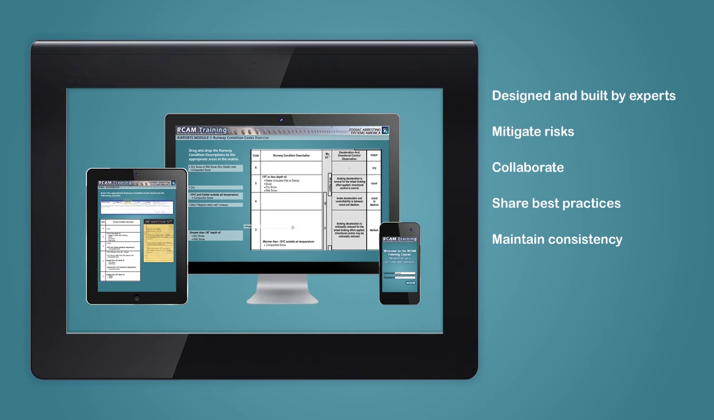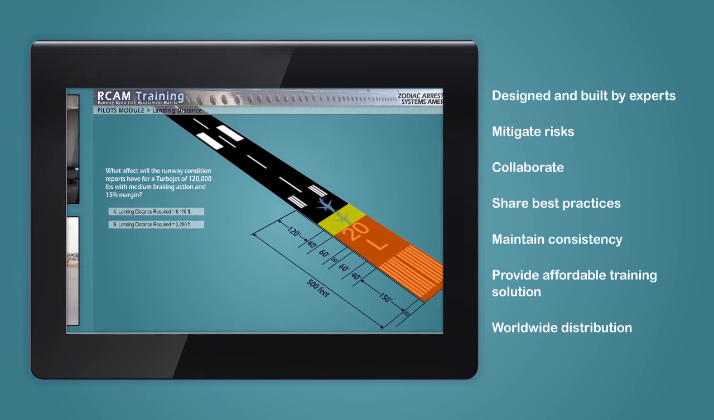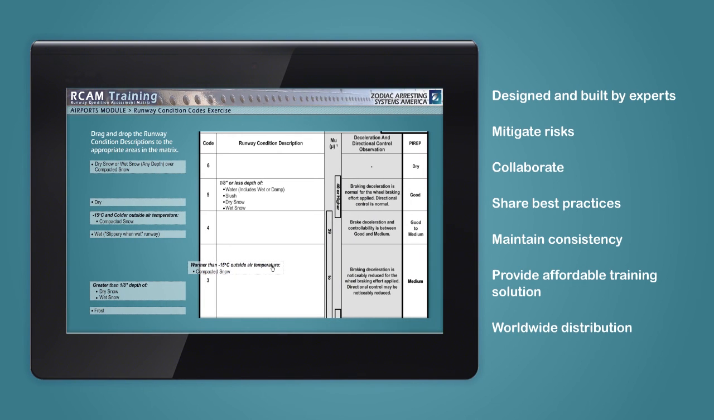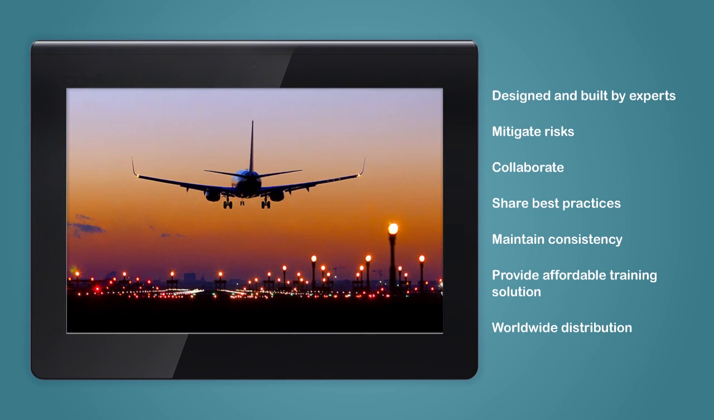The RCAM training course is an affordable solution that can be easily distributed worldwide to train airlines, airports, air traffic controllers, military, and regulators on the new methods and guidelines for takeoff and landing performance. With its unique training approach, the RCAM training course will assist in effectively employing the new guidance throughout the national airspace system to create an environment where the required level of safety can be achieved.